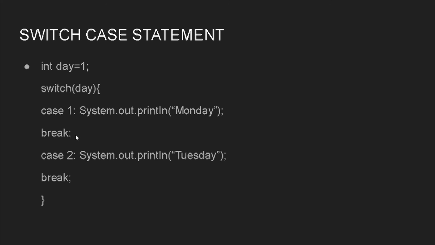Now I will explain with the help of an example in the next video why we write this break statement and what will happen if we don't write it. Actually, if we don't write this break statement, it will print both Monday and Tuesday. But we don't want that, because whenever the value of day is 1, we want the program to print Monday, and when the value of day is 2, we want the program to print Tuesday.